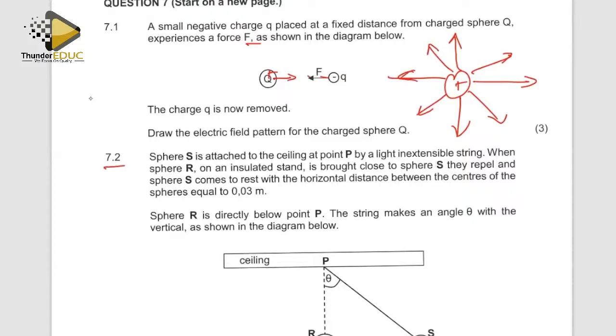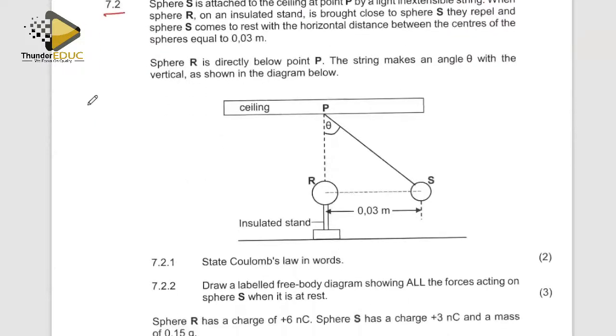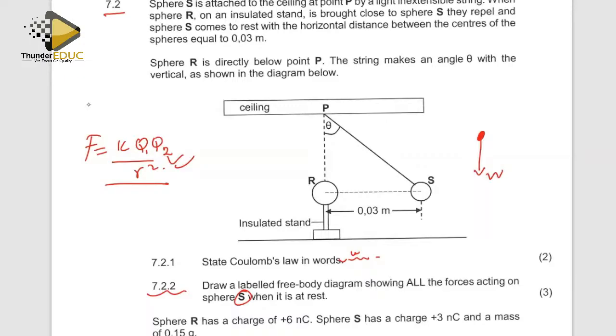Then 7.2, there is sphere S that is attached to a ceiling, and we have all that information. State Coulomb's law. So Coulomb's law simply tells us that the electrostatic force between point charges is directly proportional to the product of the charges, and then inversely proportional to the square of the distance between them. That is what we have there, okay? Then 7.2.2, draw a free body diagram looking at S.